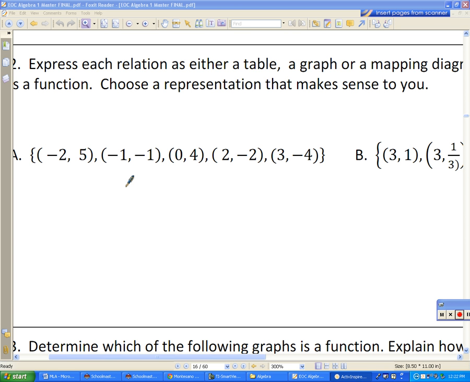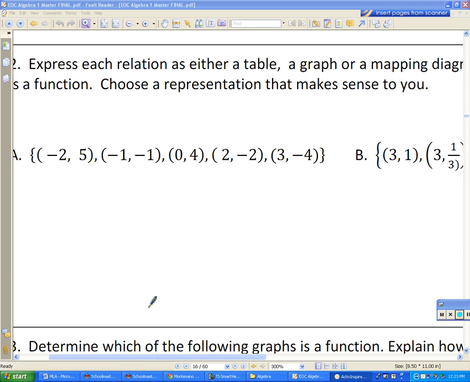Okay, so what do I put in the X column? -2, 5, 0, 2, and 3, 7. And then the y's. Now, those are just the x's.